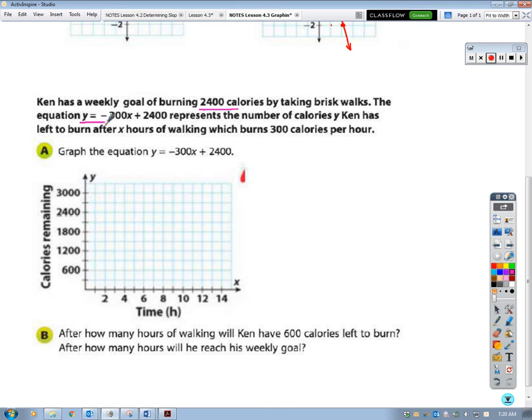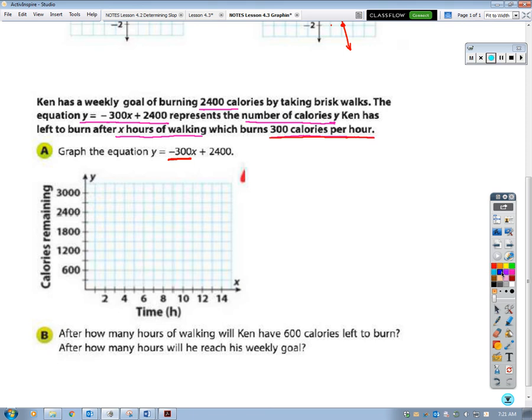The equation y equals -300x plus 2,400 represents the number of calories y, so there's our y value, number of calories Ken has left to burn after x hours, so x represents hours of walking. Then he burns 300 calories per hour. So we need to identify our unit rate here, which is our slope. And so that's 300 calories per hour, and it's negative because he's burning them. He's getting rid of those calories.